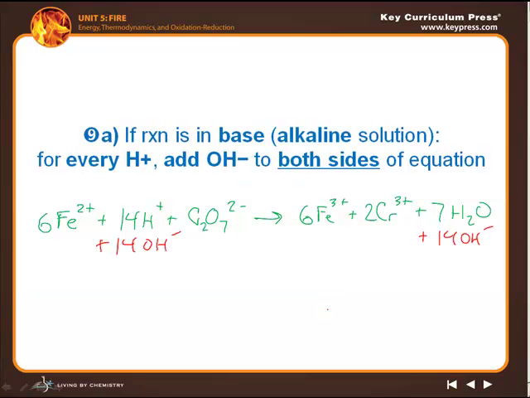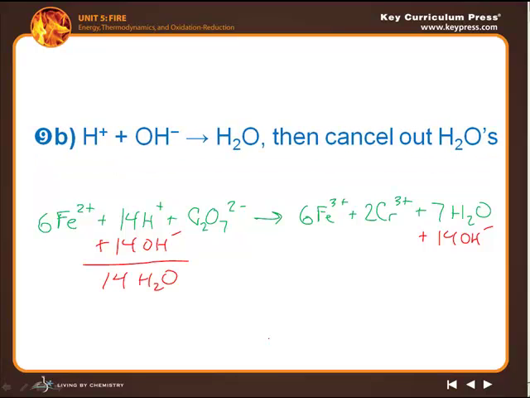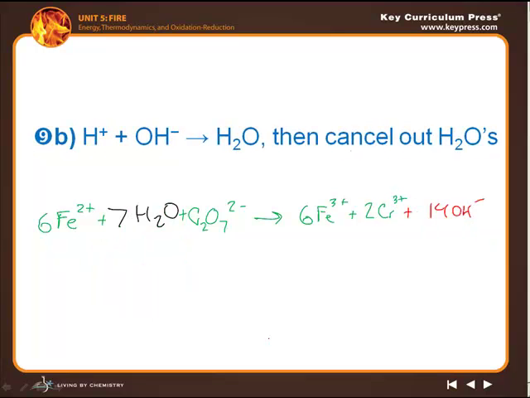If it's in a basic solution, you would have to add OH to both sides of the equation for the same amount of hydrogen ions. So you need 14 OHs on the left, 14 OHs on the right, hydroxide ions on the right. When you add an H and an OH together, it makes water. So now you have 14 waters on the left. And on the right, you have 7 waters plus 14 hydroxides. When you have the same thing on the left and the right, you have to cancel them out. So next we cancel out the waters. There's 7 waters canceled out. And this here is then the final equation for a basic solution.